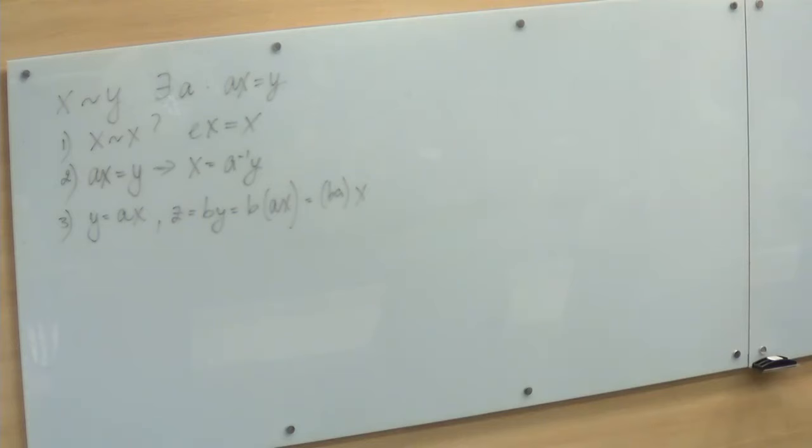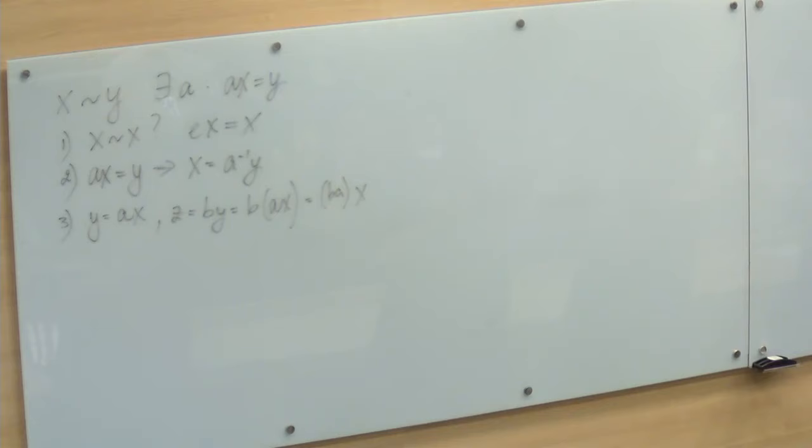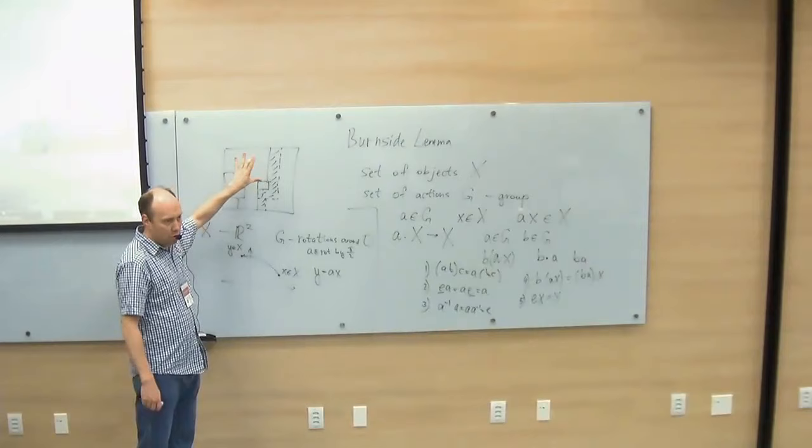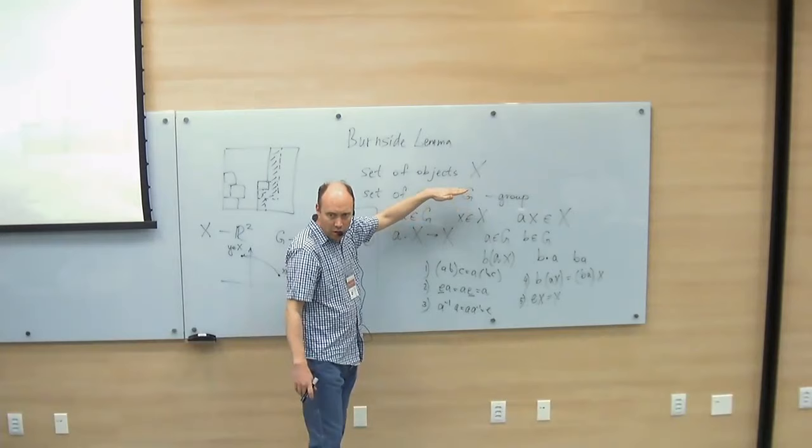And we will now do the following. We will count objects of X up to an action. Before we do so, let's check how it corresponds to our problem. We want to find the number of fillings of this square area up to rotation. So what we need to do is to choose the set of objects, choose the set of actions, and verify that this is an action of a group on the set of objects. And what we want to do is up to this action.